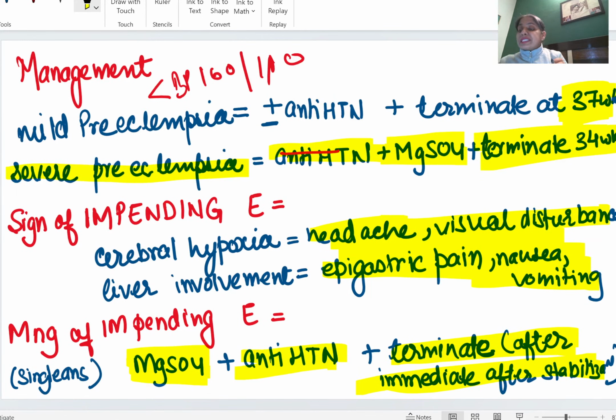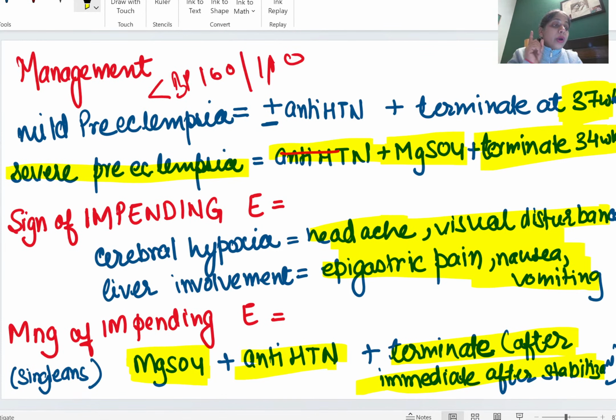Once the patient has stabilized, the termination will be immediate. All the questions in preeclampsia are asked on management. So here we will be having a discussion on management mainly. Our target is to clear the exam. So if in the exam they are asking management, we will discuss management only.